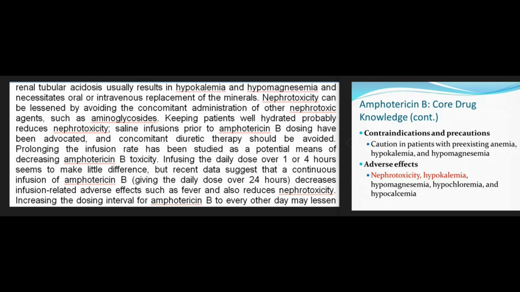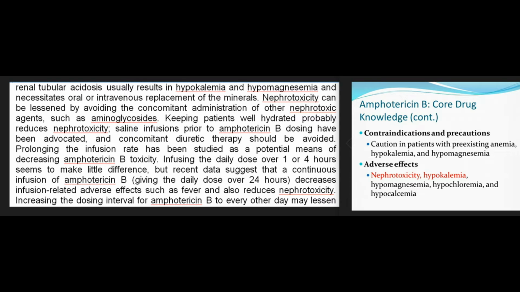Nephrotoxicity can be lessened by avoiding the concomitant administration of other nephrotoxic agents, such as aminoglycosides. Keeping patients well hydrated probably reduces nephrotoxicity. Saline infusions prior to amphotericin B dosing have been advocated, and concomitant diuretic therapy should be avoided.